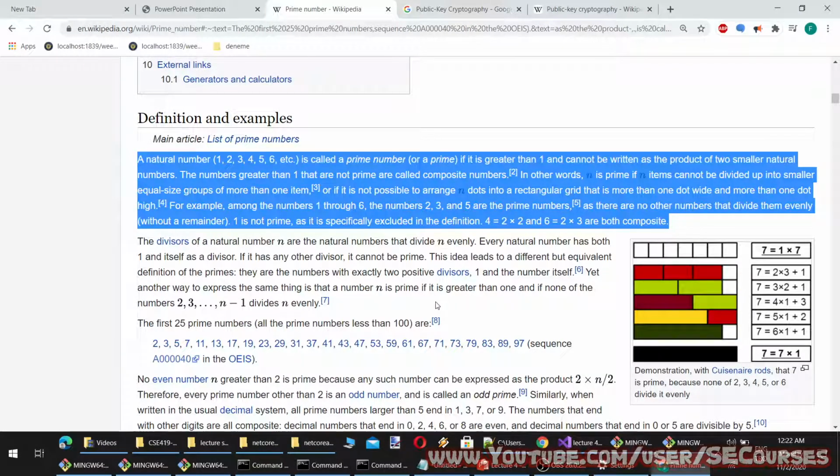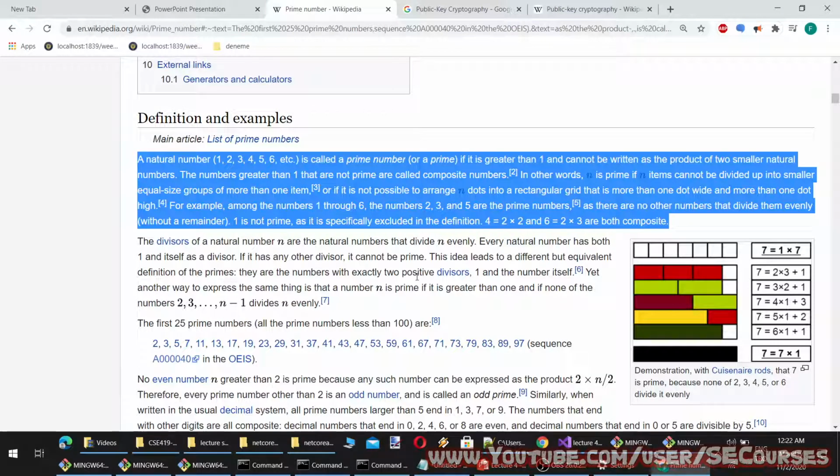A natural number 1, 2, 3, 4, 5, 6, etc. is called a prime number, or a prime, if it is greater than 1 and cannot be written as the product of two smaller natural numbers. The numbers greater than 1 that are not prime are called composite numbers. In other words, n is prime if n items cannot be divided up into smaller equal size groups of more than one item, or if it is not possible to arrange n dots into a rectangular grid that is more than one dot wide and more than one dot high.